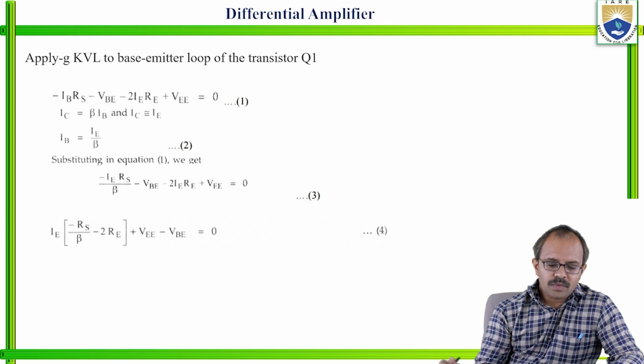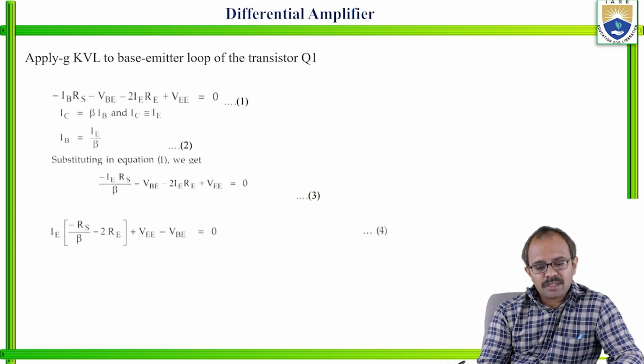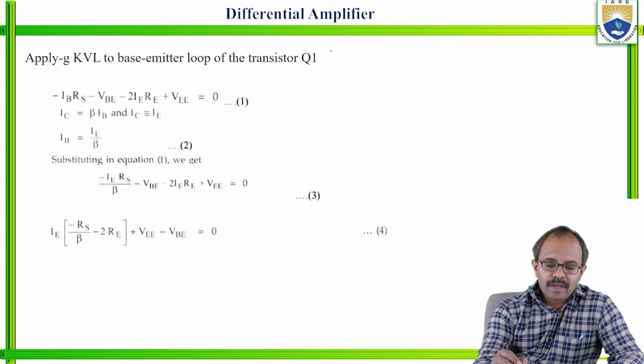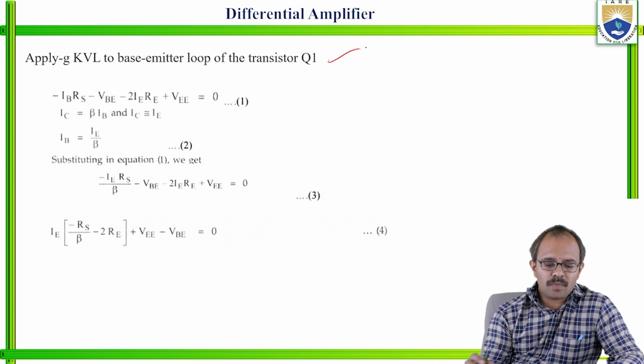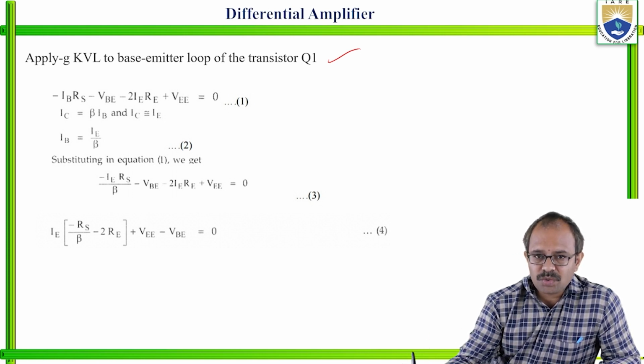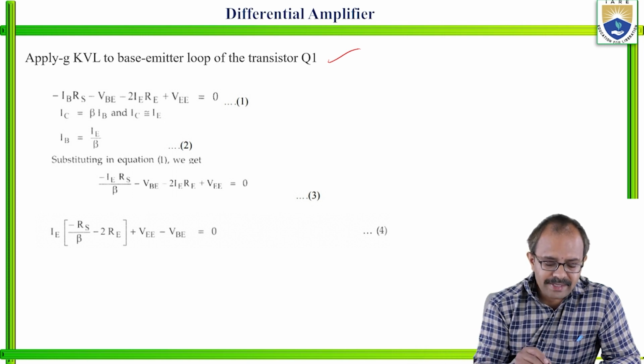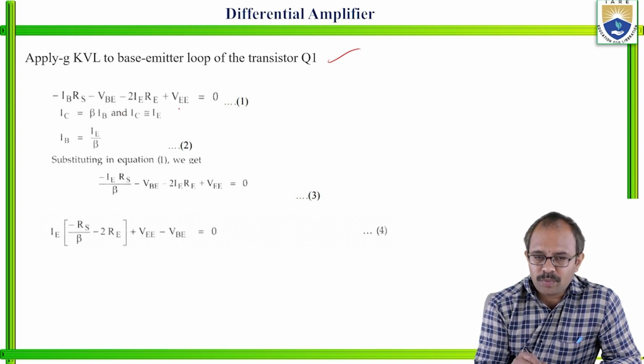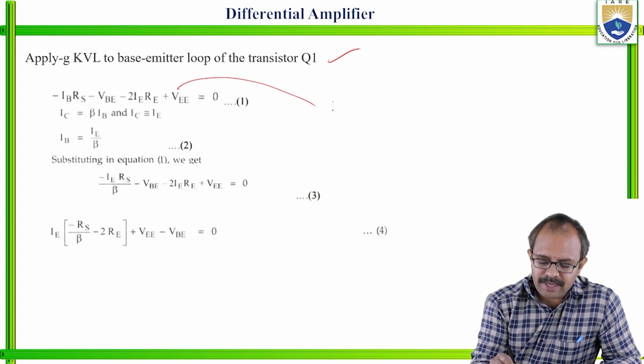So now we will start analyzing the circuit. First we will consider the KVL. You know about the KVL. Here the KVL is applied to the Q1 transistor. If you observe the circuit, the application of KVL leads to the equation IB RS plus VBE at the input section, plus 2 IE RE, which equals VEE. This is the applied bias.